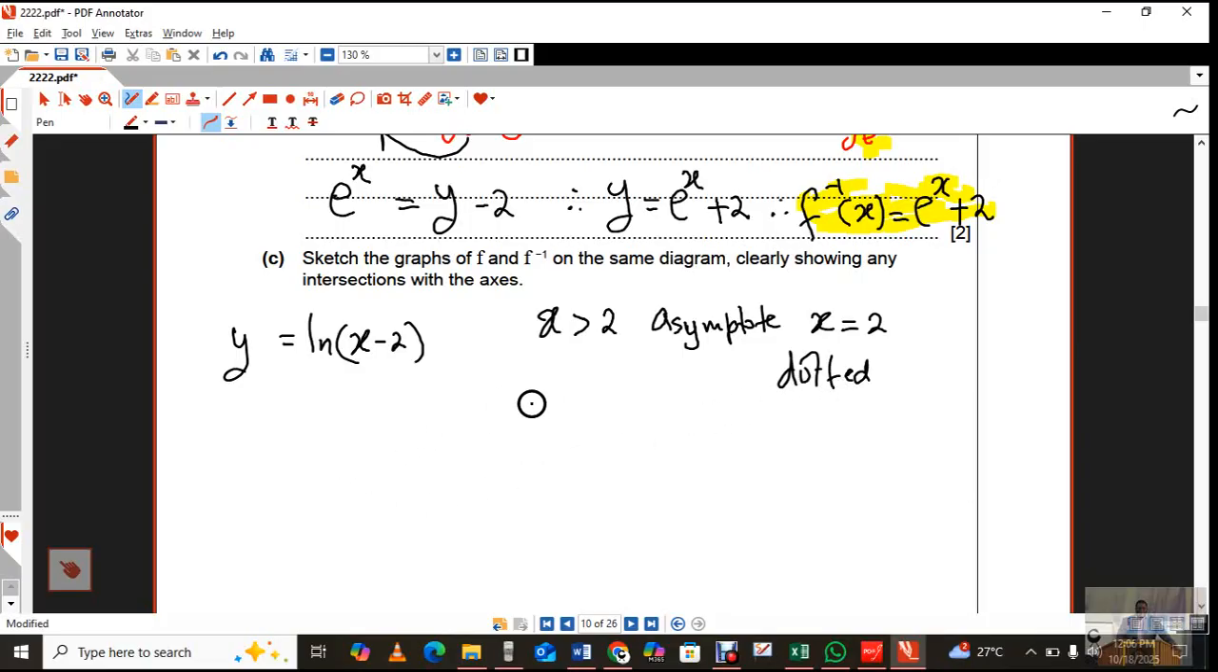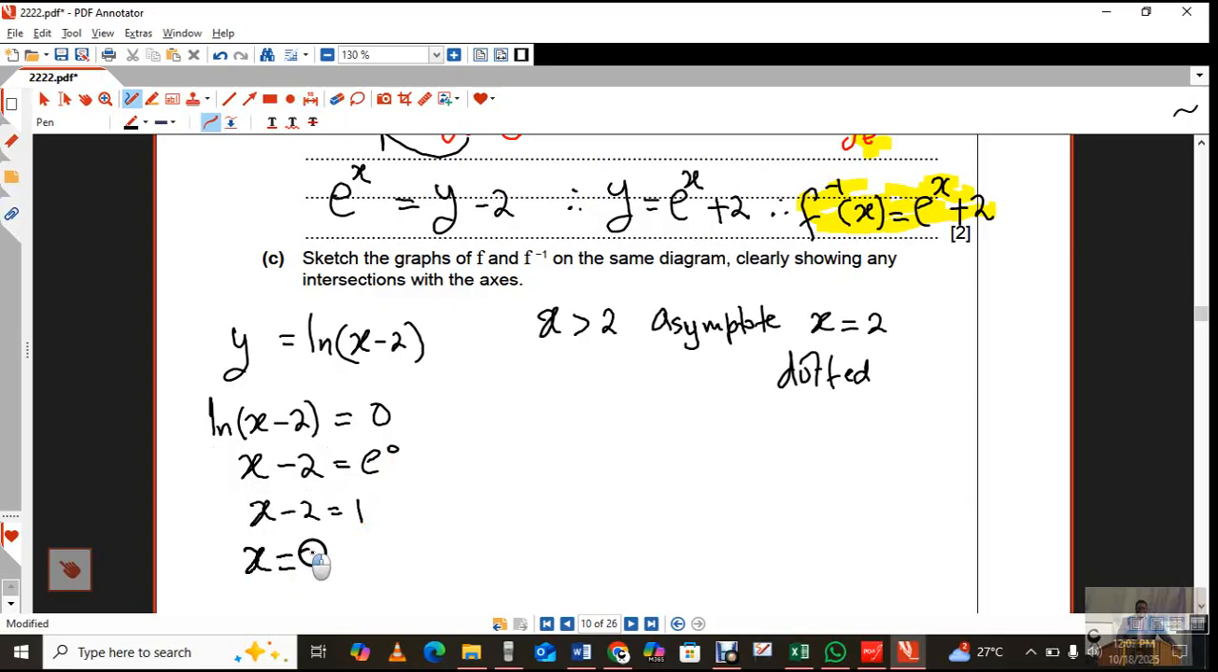But before I write that information down, I also want to know where the graph that I'm going to draw will intersect with the x-axis. The intersect with the x-axis is when y equals 0. So the natural log of x minus 2 is equal to 0. Then x minus 2 is equal to e raised to the 0. Remember, the natural log is the log base e. Then x minus 2 is equal to 1, anything raised to the power of 0. So x will equal 3.